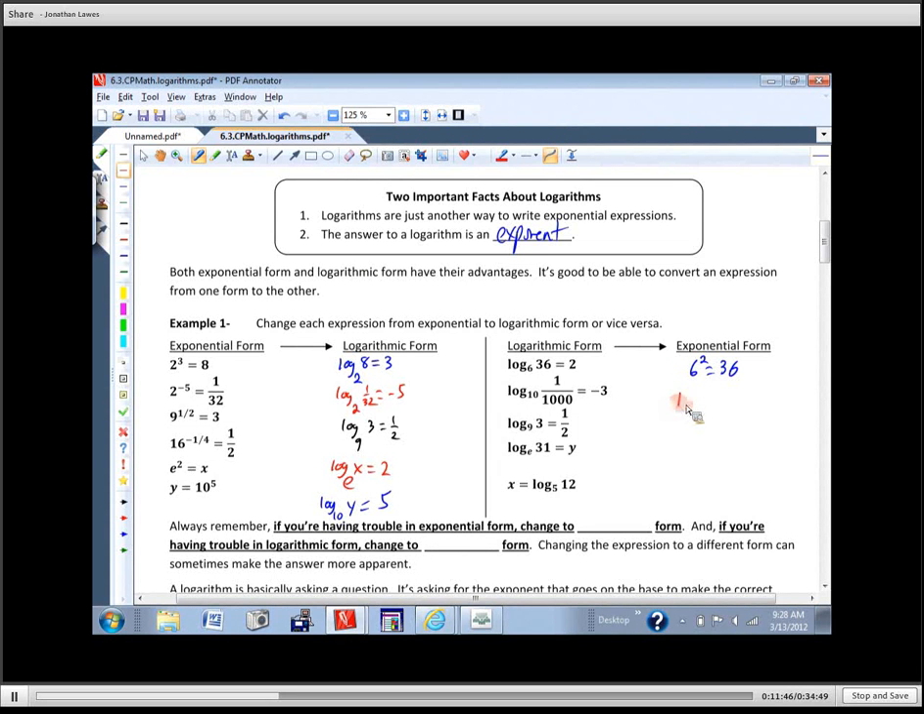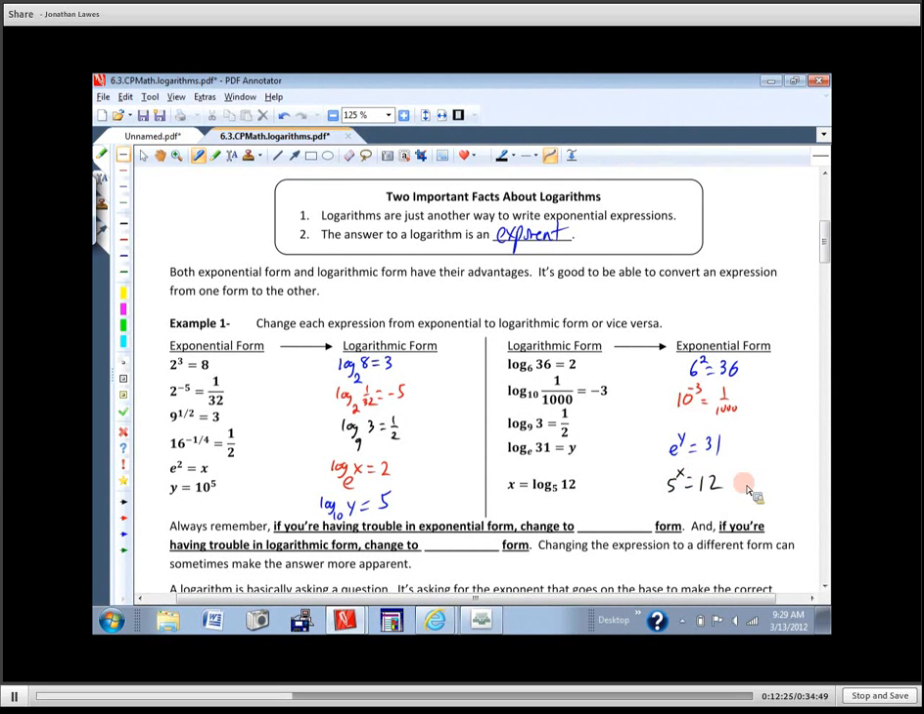What would the base of the exponential be? 10 to the -3. The answer to the logarithm becomes the exponent here, and this is 1 over 1,000. Okay, and that is true, right? Okay, again, let's skip to this one right here. What's the base of the logarithm? E. Exponent is y, 31. Okay, and then the last one, you go ahead and write that. Five to the x equals 12.